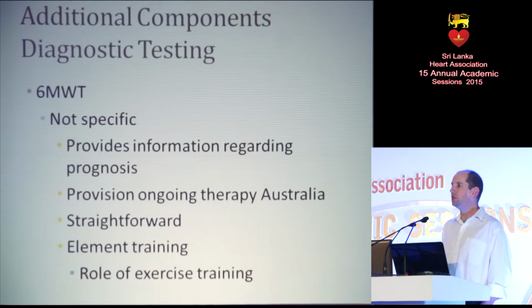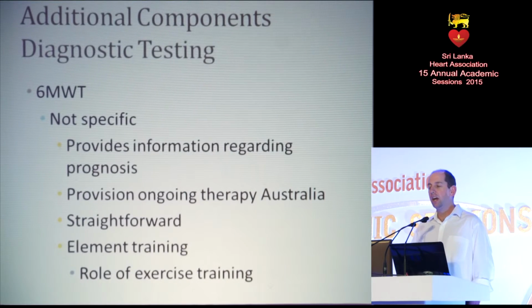Just in terms of some additional components, we use the 6-minute walk test very frequently, and whilst this is not a specific test by any means, it does provide important information in terms of prognosis. In Australia, it's actually essential in terms of provision of ongoing medical therapy. Patients have to have a 6-minute walk test and an echocardiogram every 6 months, which needs to demonstrate either improvement or at least lack of deterioration.